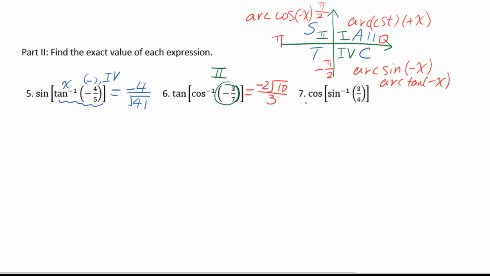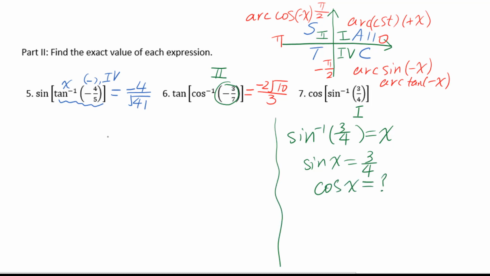Now let's go to number 7, cosine inverse sine of 3 over 4. This goes to the first quadrant because 3 over 4 is positive. We will make inverse sine of 3 over 4 equal to x. Then sine x equals 3 over 4. We are looking for cosine x. In other words, we are given sine x equals 3 over 4.